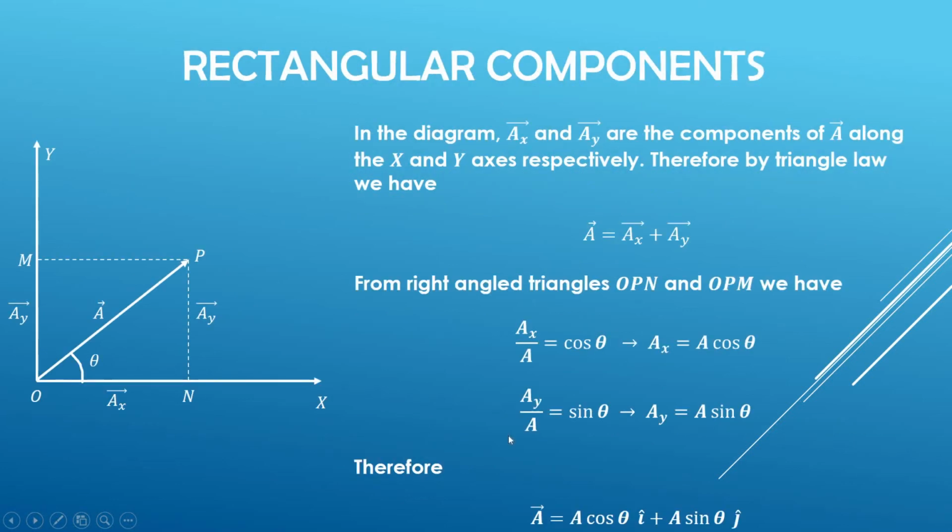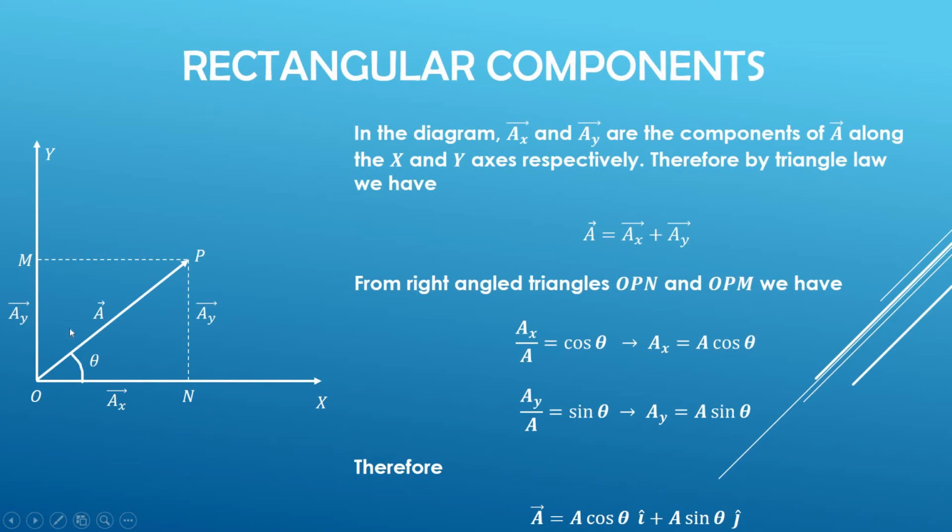The rectangular components are the most important components that we require in the study of physics. These rectangular components are those components which are perpendicular to each other, at 90 degrees. Let us consider the two-dimensional case. This is the xy axis, and we draw a vector p vector which is at an angle theta with the x-axis.